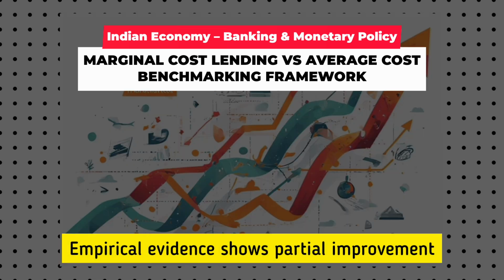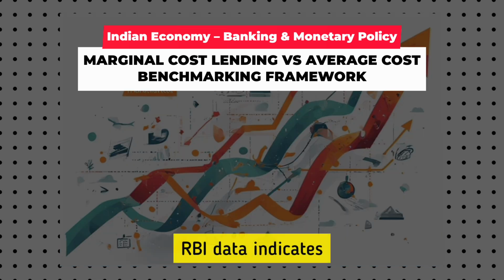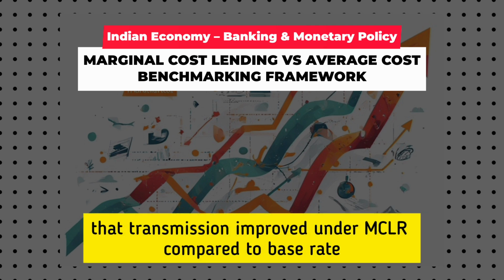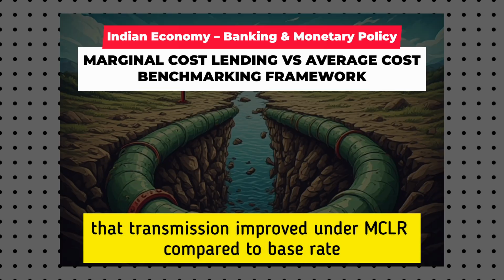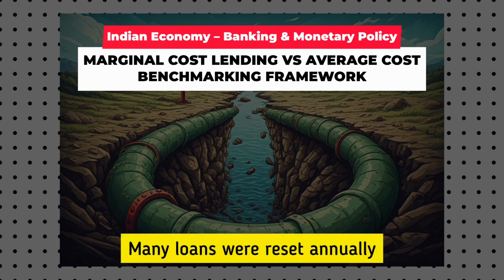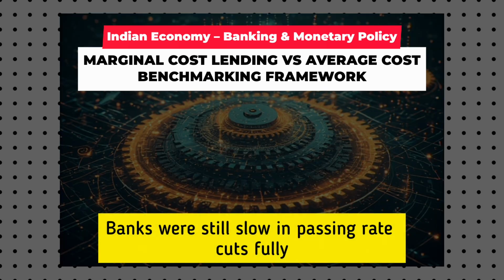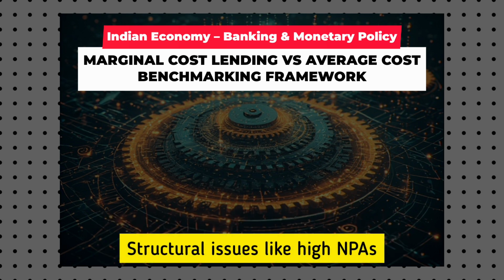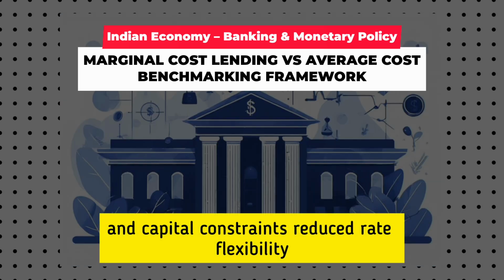Empirical evidence shows partial improvement. RBI data indicates that transmission improved under MCLR compared to base rate. However, rigidity persisted. Many loans were reset annually. Banks were still slow in passing rate cuts fully. Structural issues like high NPAs and capital constraints reduced rate flexibility.